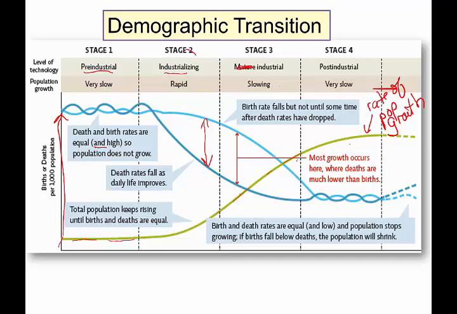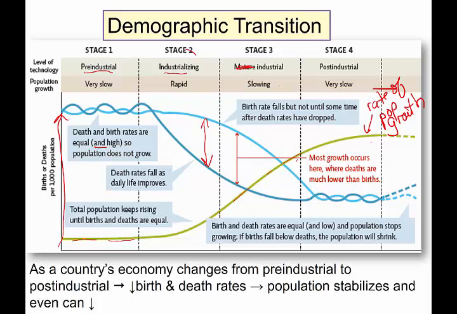And then finally in the post-industrial phase, the birth and the death rates are low again, and they're very close to each other. So the growth pretty much levels off here. It might go up a little bit, but it usually levels off. So as a country's economy changes from pre-industrial to post-industrial, the birth rates and the death rates drop, and the population stabilizes, and it can even decrease. And this stage 4, the post-industrial, is really where a lot of European countries are now.